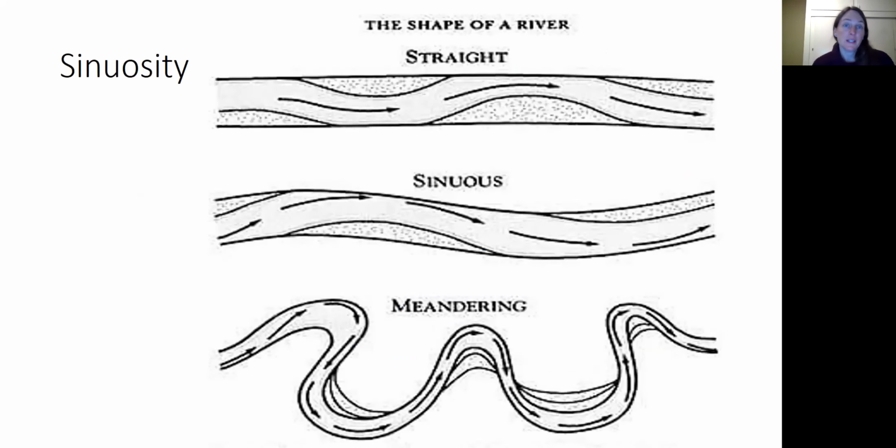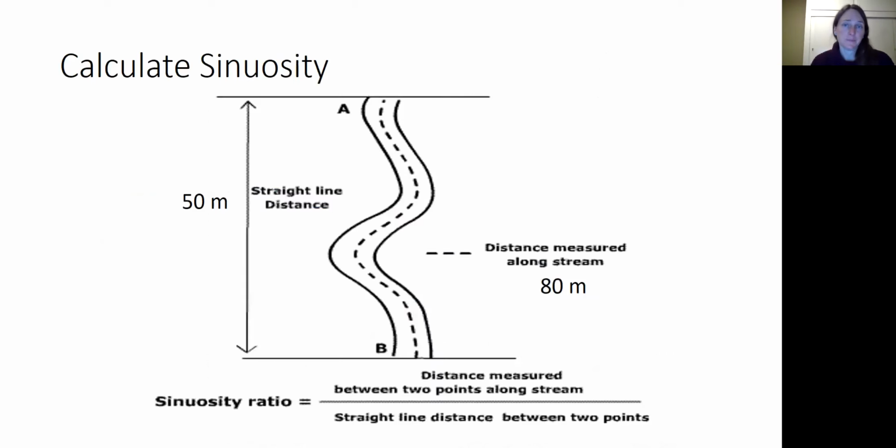So I keep using this word sinuous. It basically means how meandering, how bendy is the stream. Okay, so you can have the stream kind of flowing in a straight channel, or you can have the stream starting to flow in a sinuous channel. And when sinuosity gets really extreme, we call it meandering.